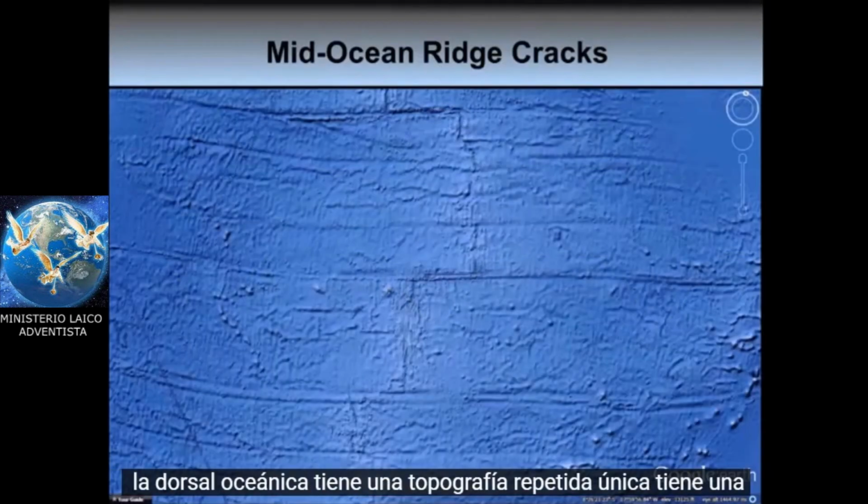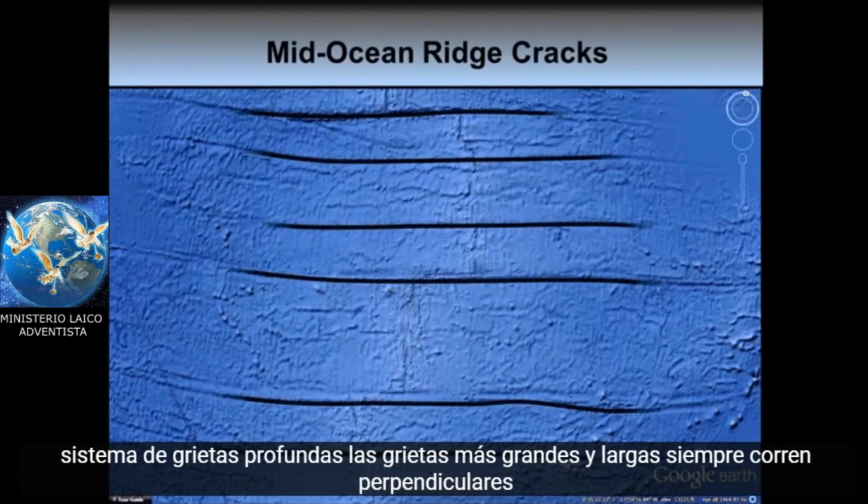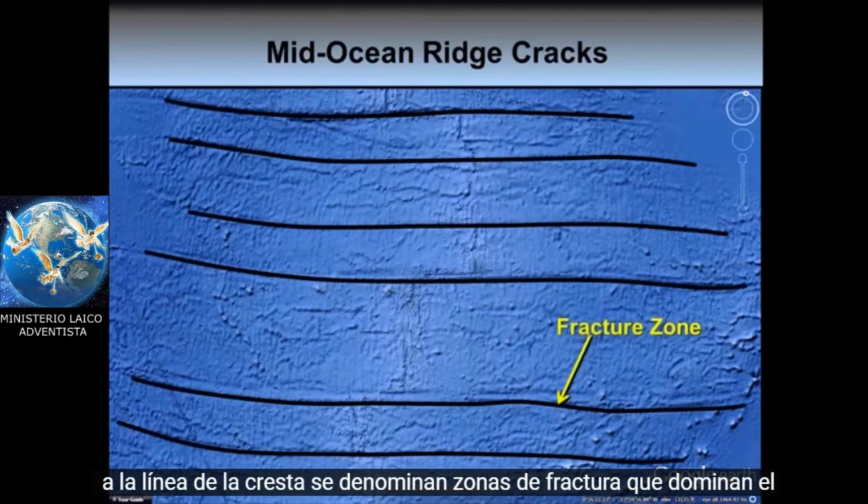The mid-oceanic ridge has unique repeated topography. It has a unique system of deep cracks. The largest and longest cracks always run perpendicular to the ridgeline. These are called fracture zones, which dominate the pattern.